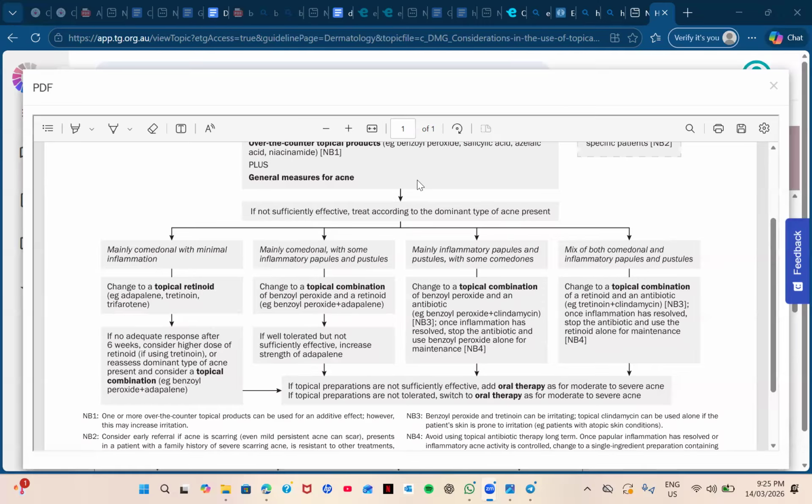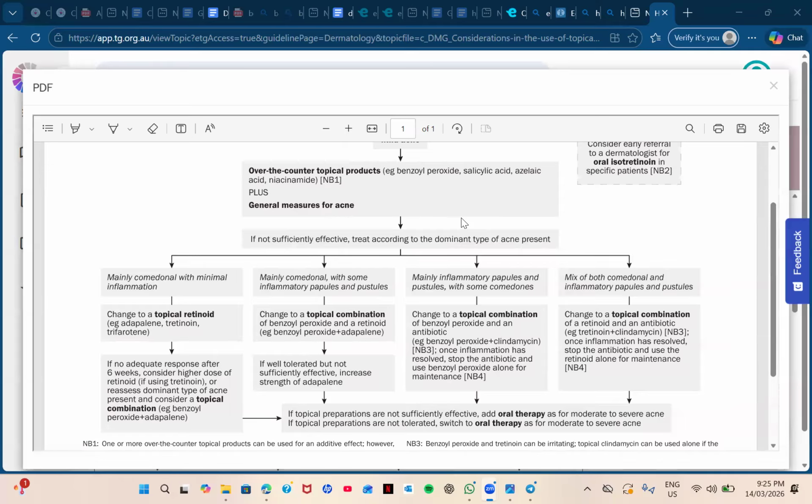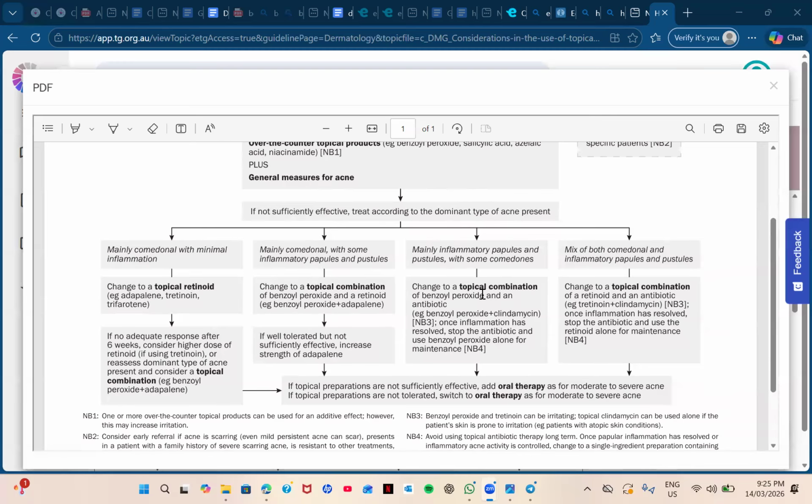Okay, after using these over-the-counter topical products, if it is still not working, then we have to consider the type, right? Mainly inflammatory papules and pustules with some comedones. Then what do you have to combine? A topical combination of benzoyl peroxide and antibiotic, right? So you can use benzoyl peroxide with clindamycin, like that, because here it is mainly inflammatory papules.